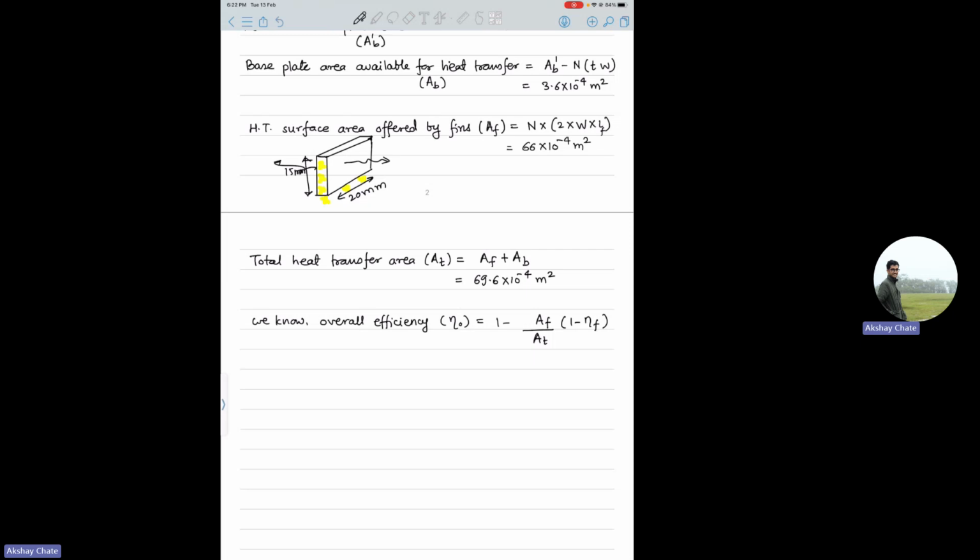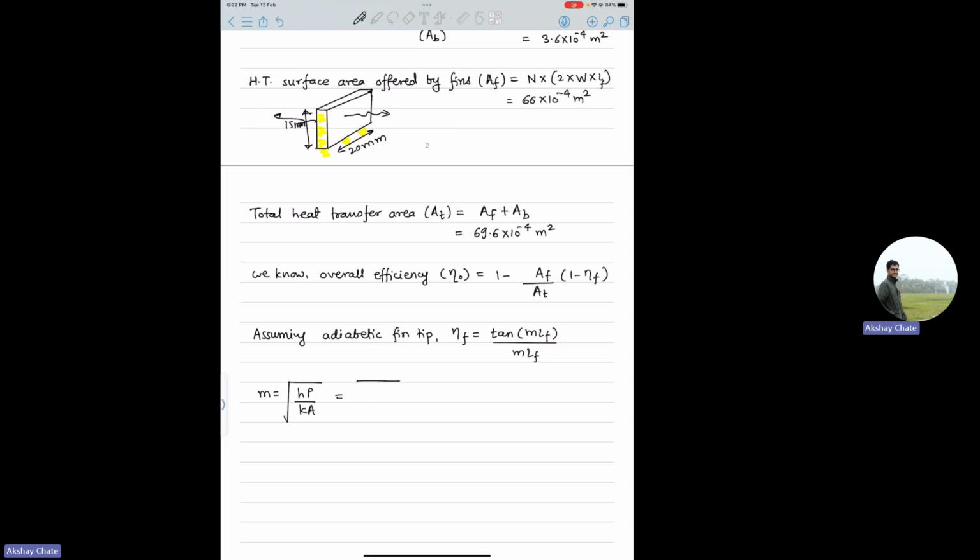So assuming adiabatic fin tip, fin efficiency is given as tan ml divided by ml. So length of the fin we know, m is unknown here. M we can calculate. M is given as usually the formula, under root hp by ka.